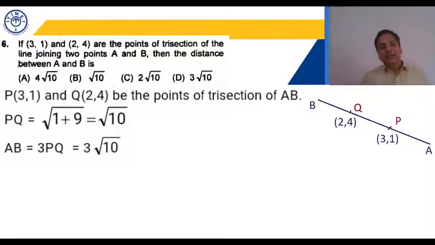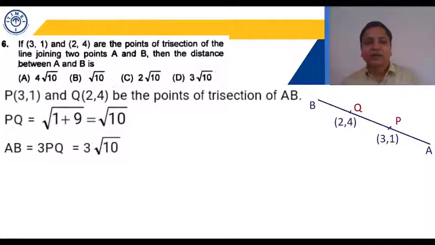So can we say length of AB is thrice of PQ? As simple. Length of AB is thrice of PQ and PQ is root 10. So AB is thrice of PQ. Thrice of PQ means 3 root 10.